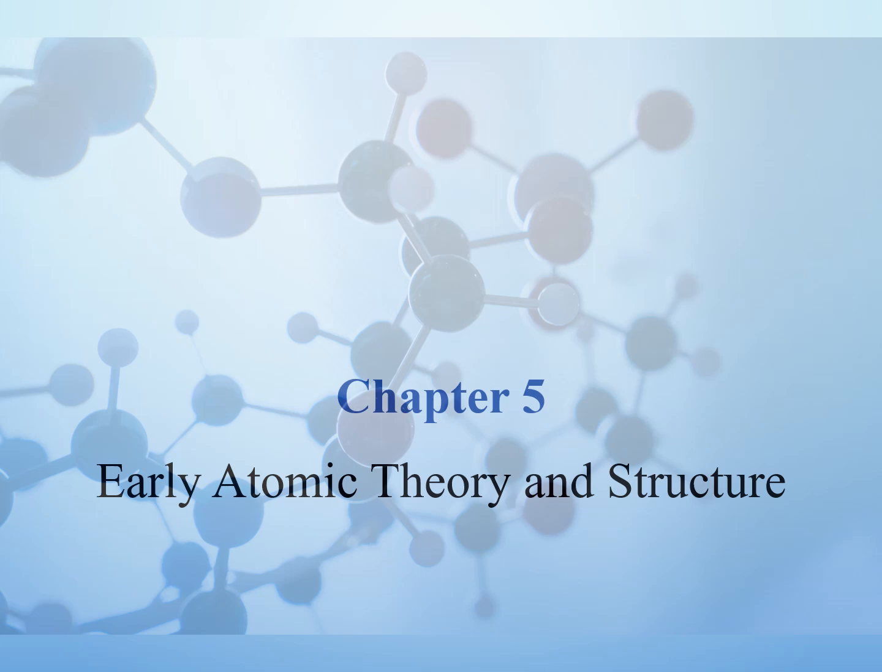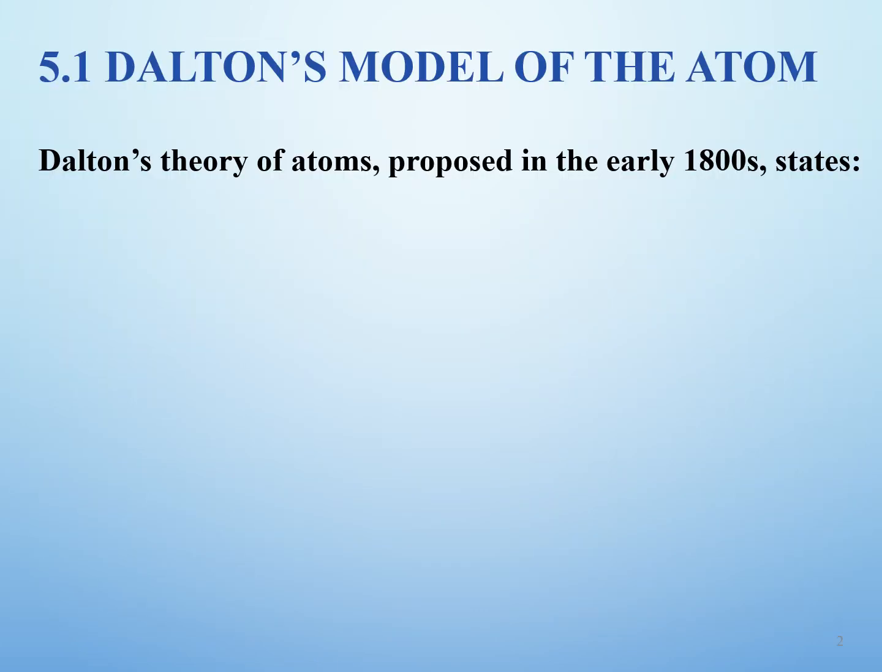In Chapter 5, we'll talk a little bit more about early atomic theory and atomic structure. So let's talk about Dalton's model of the atom. The first theory that we have, Dalton's theory, was proposed in the early 1800s.